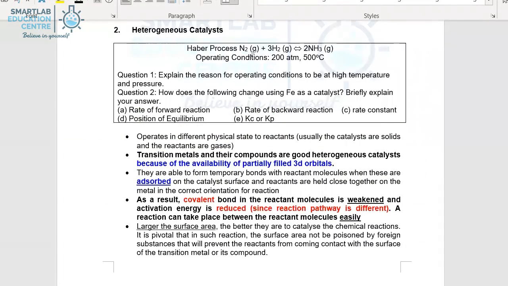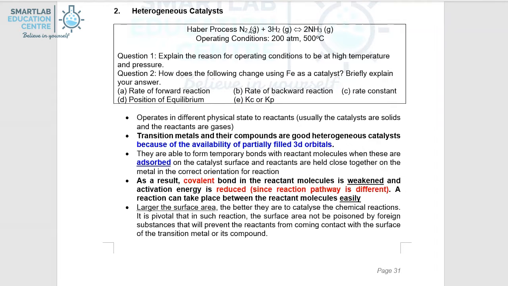Heterogeneous catalyst. A heterogeneous catalyst has a different state from its reactant. So in this example, we're using nickel to catalyze the Haber process. In order for transition metals and their compounds to act as good heterogeneous catalysts, it is primarily due to the availability of their partially filled 3d orbitals.